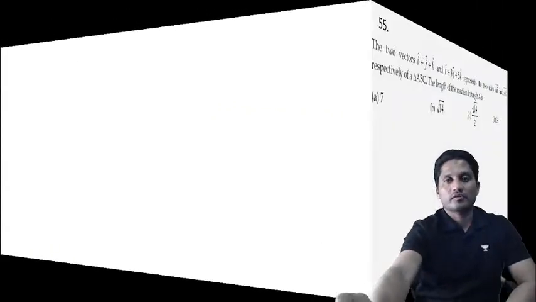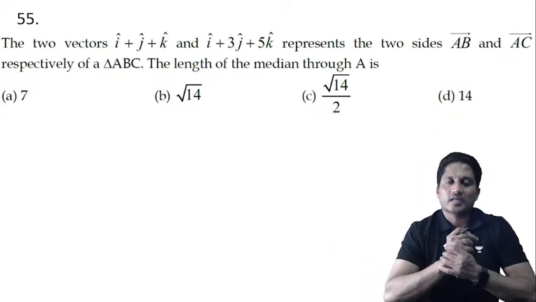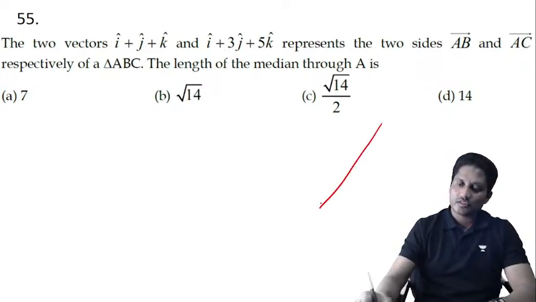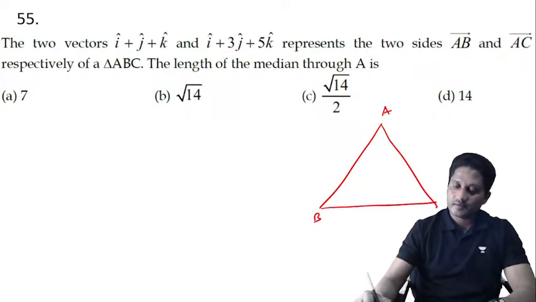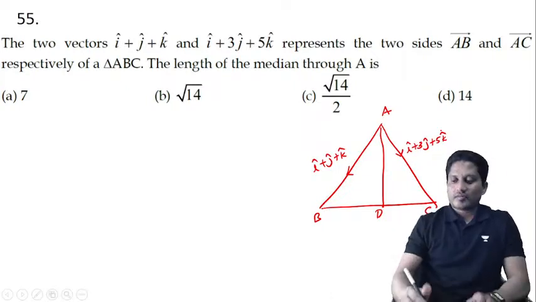Question number 55. If two vectors represent two sides AB and AC respectively of a triangle ABC, find the length of the median through A. This question was asked in the 2020 paper as well. This is A, B and C. I want the length of the median through A. AB is given, that is I plus J plus K, and then AC is given, I plus 3J plus 5K.